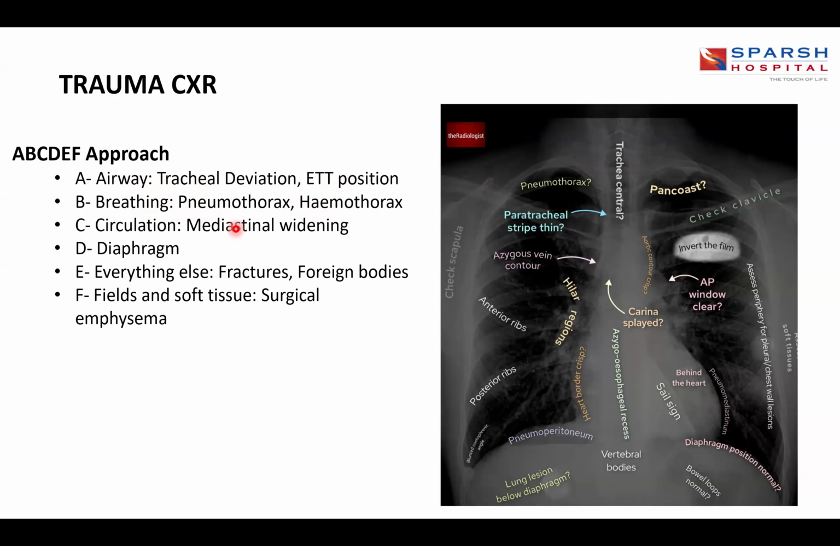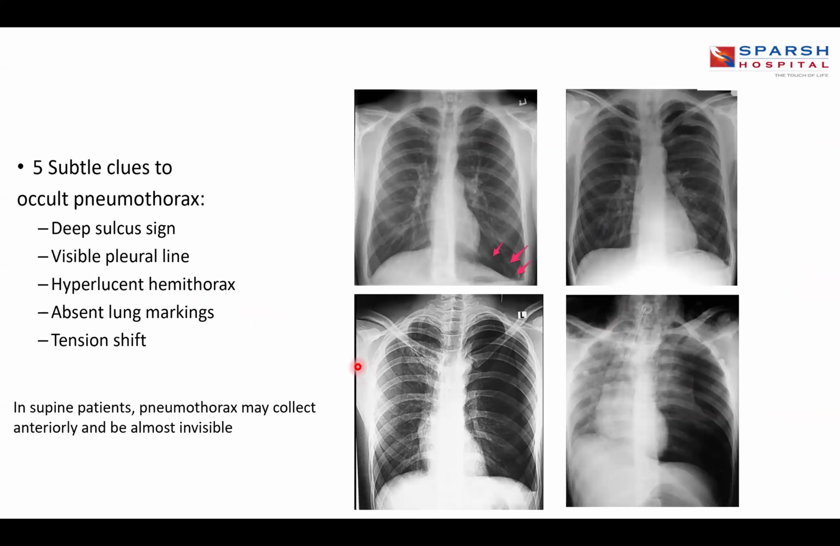Under circulation, you can see mediastinal widening, which can be a factor that can tell you there is a blunt injury to the aorta, which is a dangerous situation. Diaphragm movement. And under E, everything else. That is all the fractures, foreign bodies. And F is fields and soft tissues for surgical emphysema. So pneumothorax is one of the most common findings when you have a blunt trauma injury to the chest.